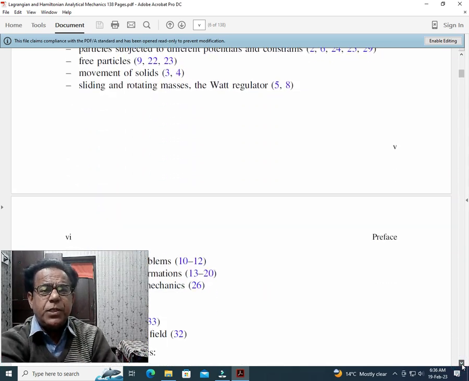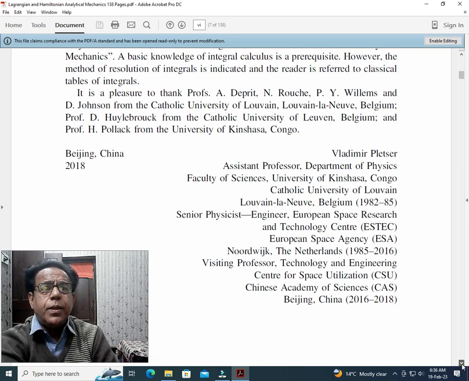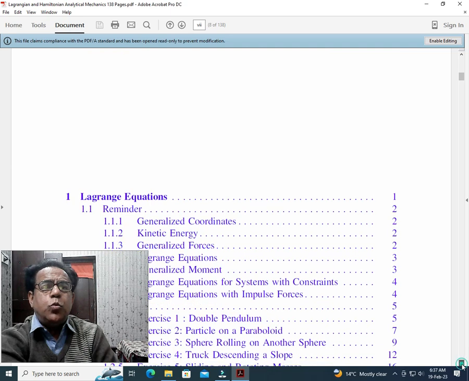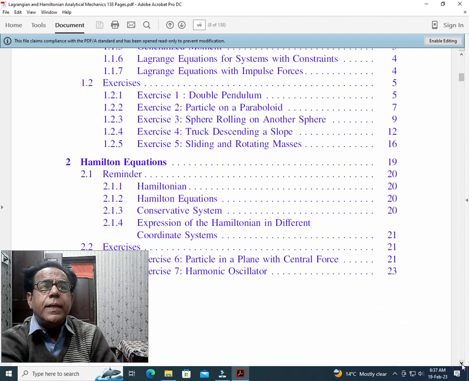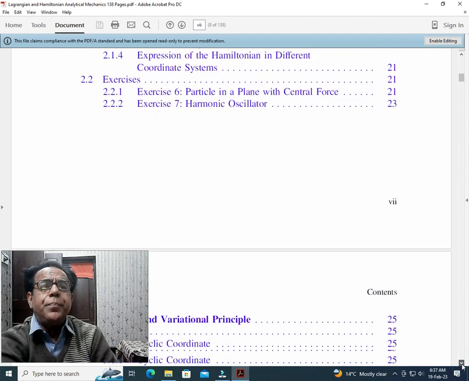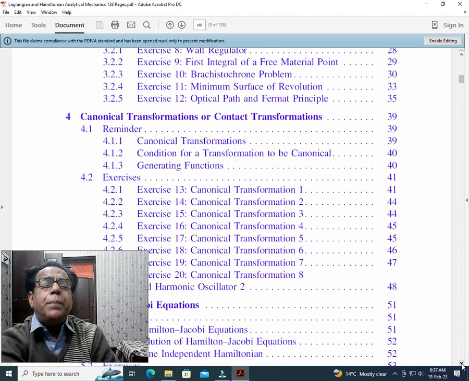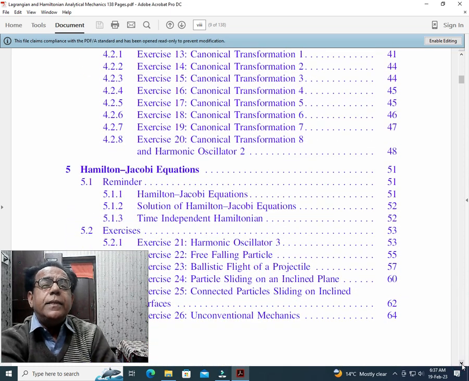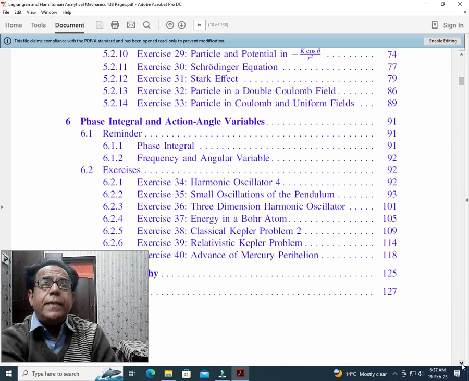Now we come towards its contents. Chapter number 1, Lagrange equations. Chapter number 2, Hamilton equations. Chapter number 3, first integral and variational principles. Chapter number 4, canonical transformations or contact transformations. Chapter number 5, Hamilton-Jacobi equations. Chapter number 6, phase integral and action angle variables.